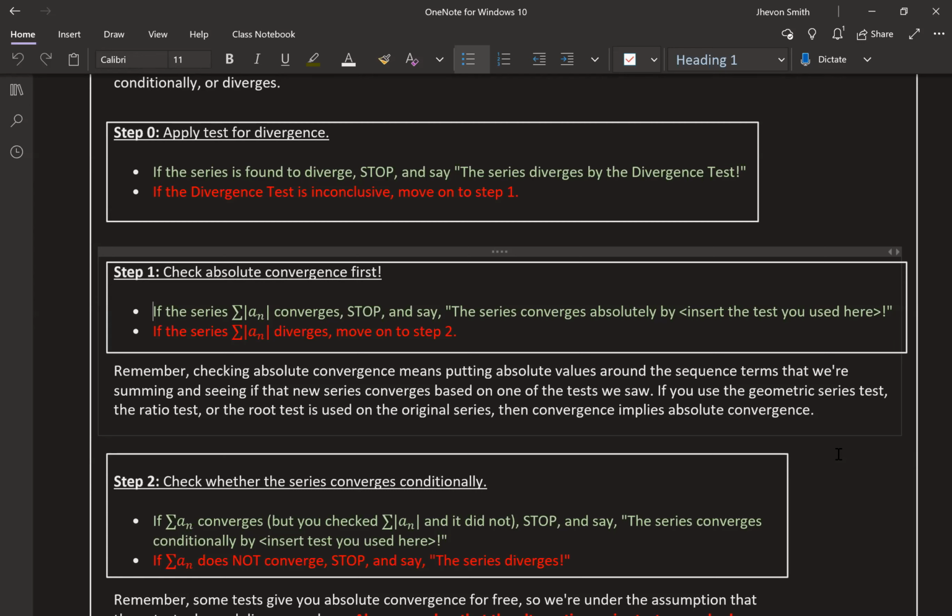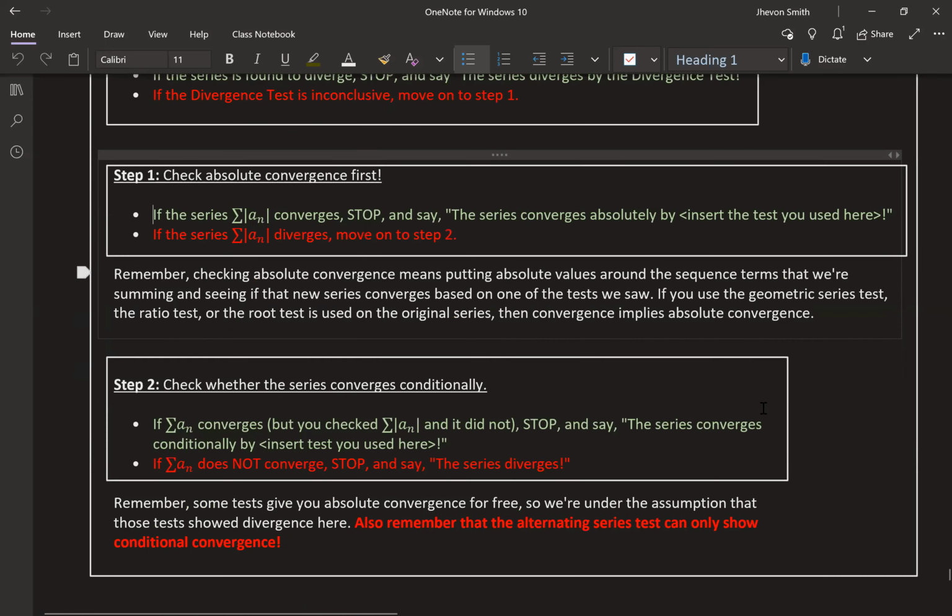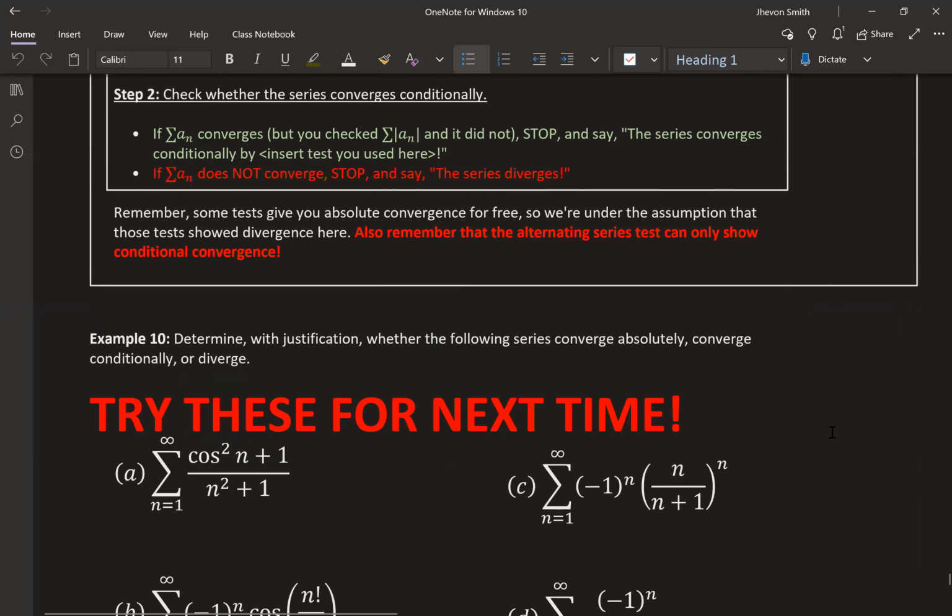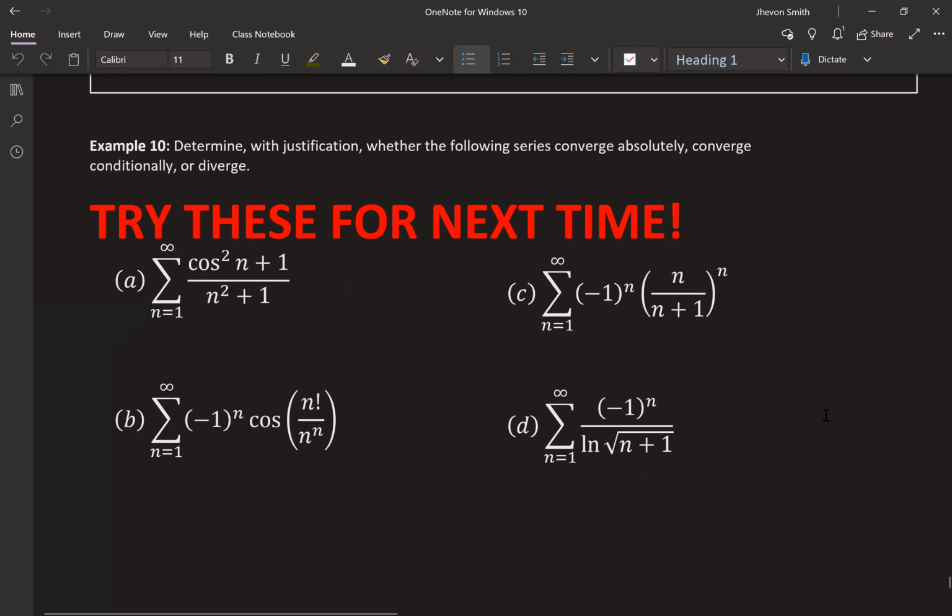So that's something that you should be aware of. The signs have to alternate for you to apply the alternating series test. And if you have alternating signs, it means you didn't apply an absolute value. All right. That being said, we left these 4 guys for you to try last time.